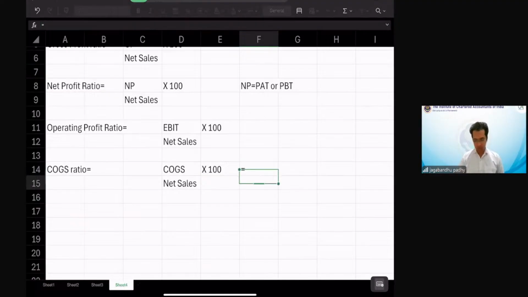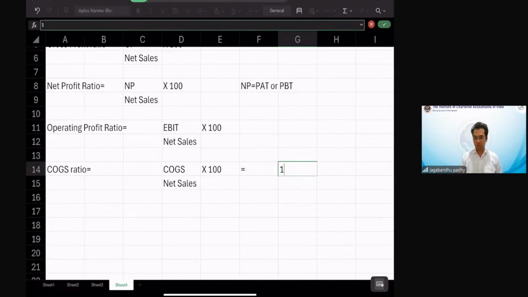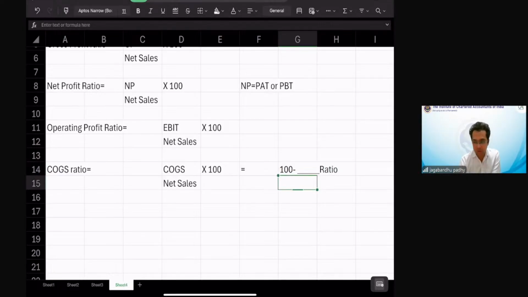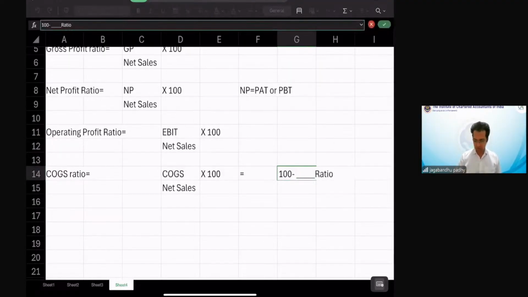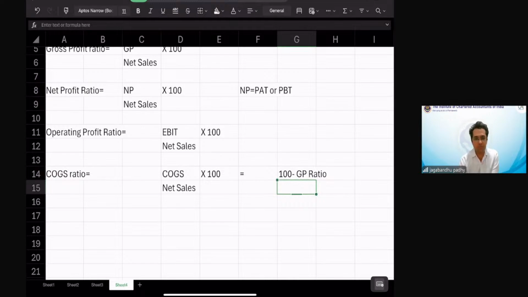Okay, can anyone tell me this COGS ratio? I can also write it as 100 minus some ratio. What is it? 100 minus which ratio is going to give me COGS ratio? Can anyone tell me? Cost of goods sold ratio can be derived as 100 minus which ratio? Yes, 100 minus GP ratio. COGS ratio is 100 minus GP ratio.